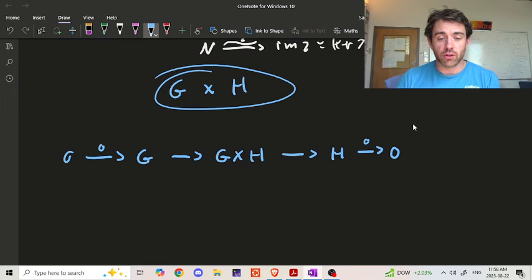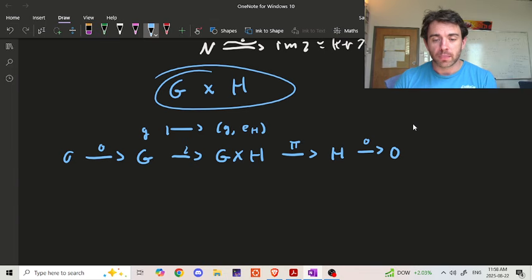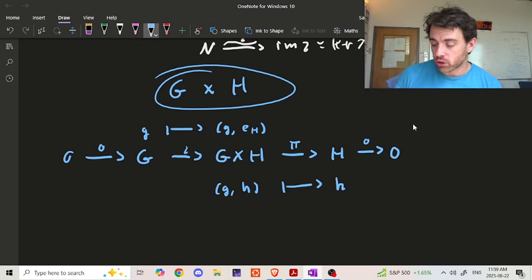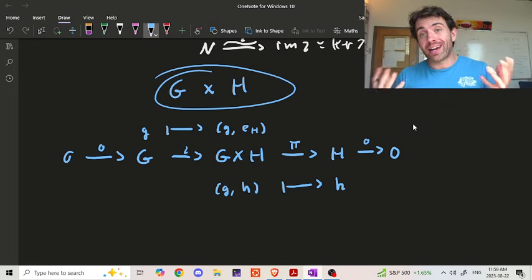And what are the maps? So this first map here will be G goes to (G, identity of H). So that will be this first map here. You can give it a name. If you like, you could call that I. We'd call this one pi. What is the second map going to do? It's going to take a pair (G, H) and just send it to H. And so I will leave it to you as homework to verify that all of these things are group homomorphisms, and that this does define an exact sequence.